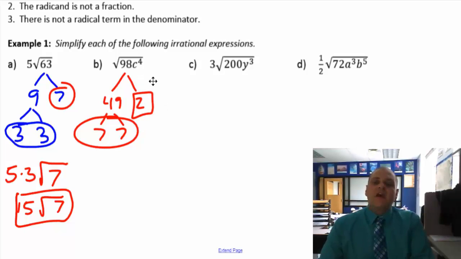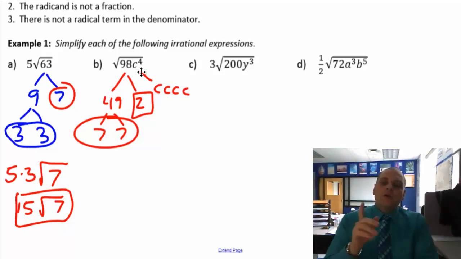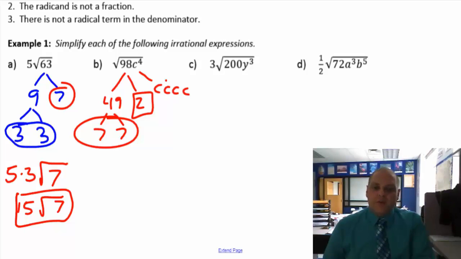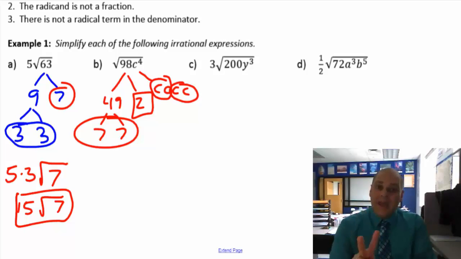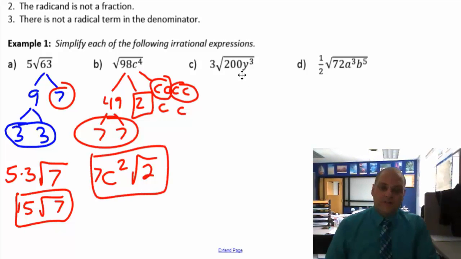How about the C's? This is how we're going to write out the variables. We're going to go C, C, C, C. C to the 4th is C, C, C, C, right? 4 C's. Look for pairs. How many pairs do we have? We have one pair here, and we have another pair here. We have 2 pairs of C. That's a C and a C, so it's going to give us a C squared. I have a 7 from here, 7 C squared, and then I have a radical 2. So 7C squared radical 2 would be our simplification.